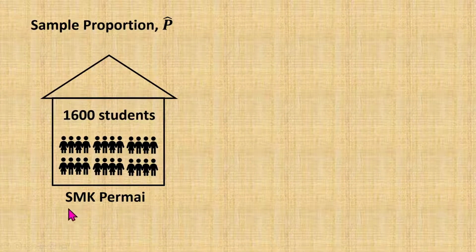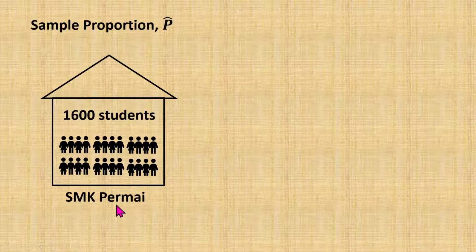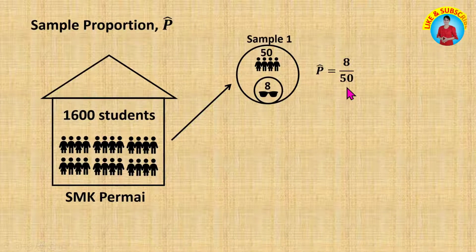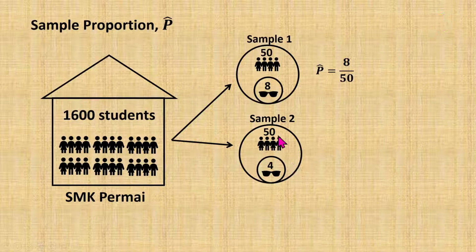Now let's take this example of SMK Permai as the population, with a population size of 1,600 students. I'm going to select a sample from this population where the sample size is 50 students. From this sample, let's say the students who wear spectacles number 8, so the sample proportion is 8/50. If I take a second sample with the same sample size, and 4 of the 50 students wear spectacles, the sample proportion for this second sample is 4/50.